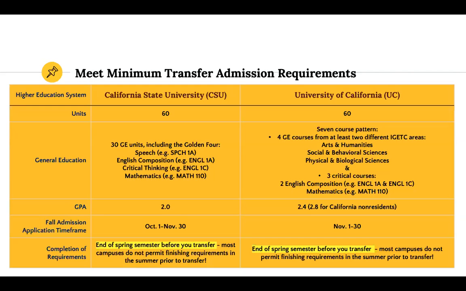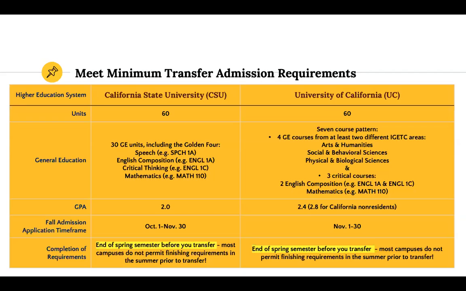UCs. For the Cal States, you must complete a minimum of 60 Cal State transferable units. Out of the 60 units, 30 must include general education courses in the following subjects. One, you need an oral communications class. You also need an English composition class, a critical thinking, and last but not least, a math course. This is what the Cal States call the Golden Four. So you must ensure that you are completing the Golden Four by the time you are ready to transfer out.